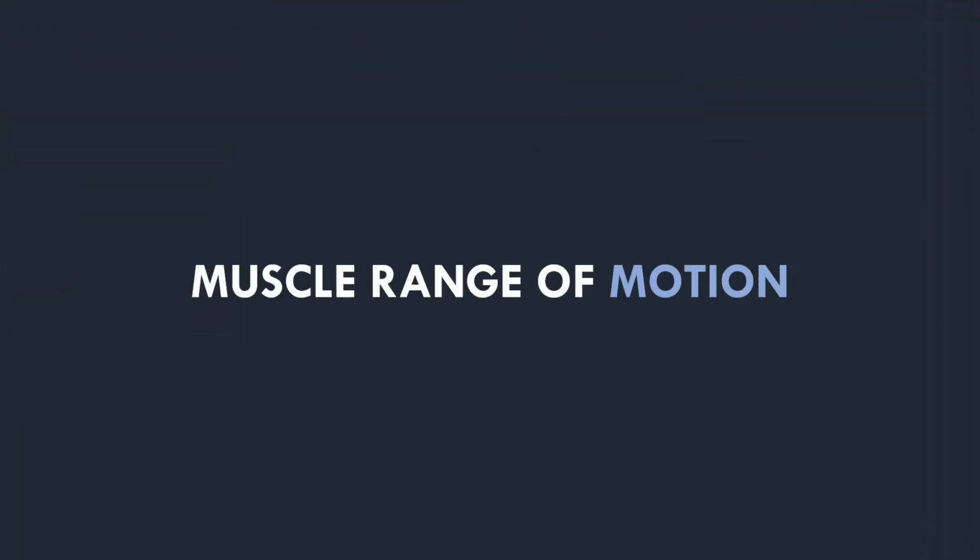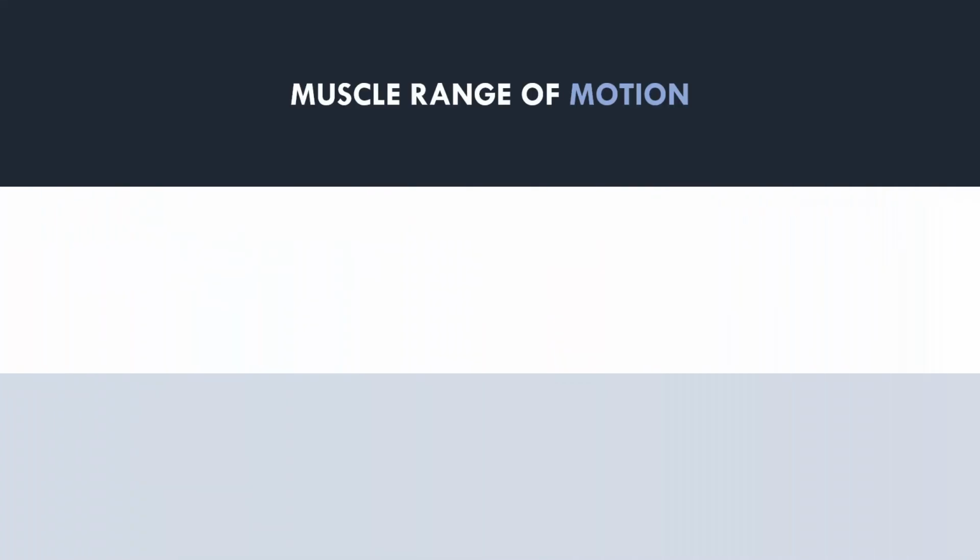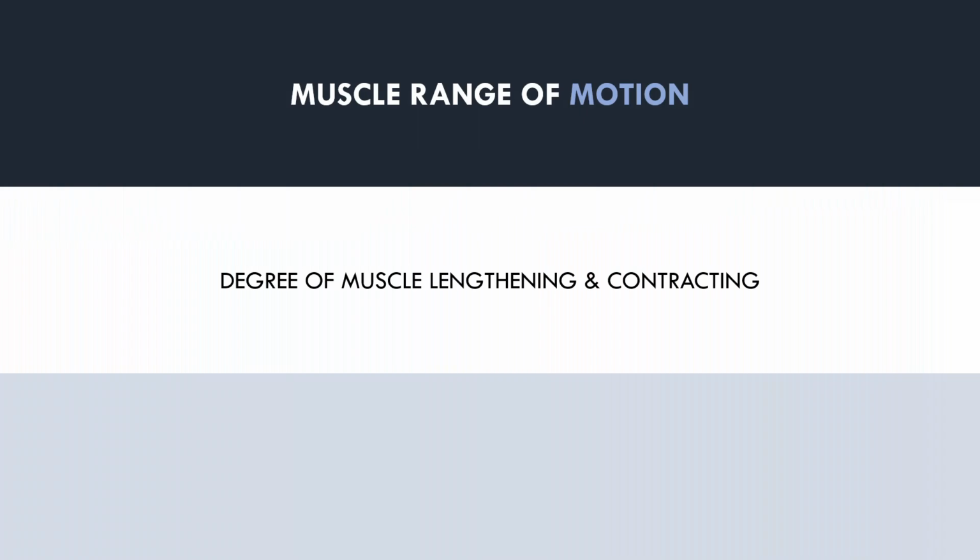So once we know what general movement patterns will train the target muscle, the next consideration is muscle range of motion. This refers to the degree of muscle lengthening and contracting required by the muscle throughout the exercise. So even if two exercises both train the same muscle, one might take the muscle through a larger range of motion compared with the other. We generally want to preference the exercises which do train the muscle through a larger range of motion, as training at longer muscle lengths tends to result in superior muscle growth.